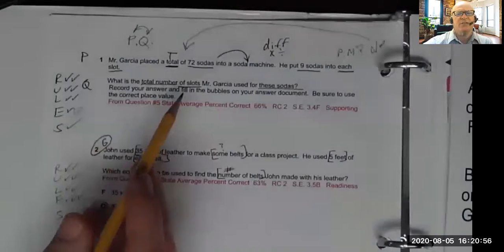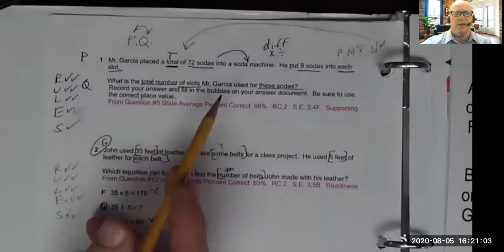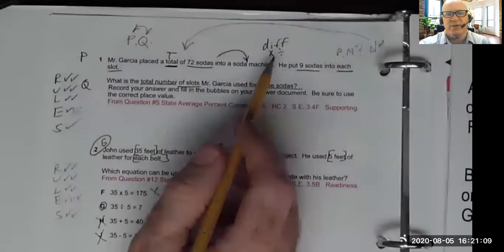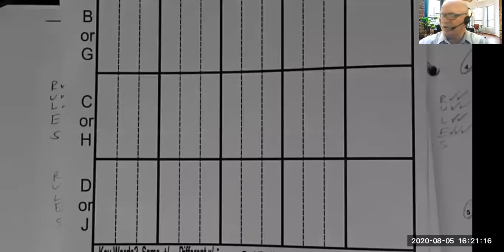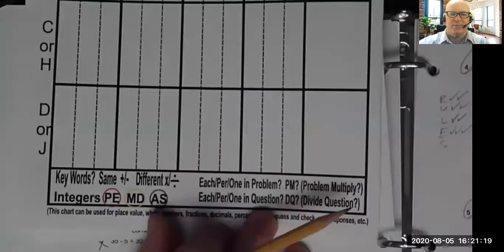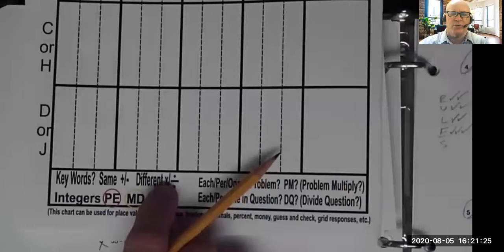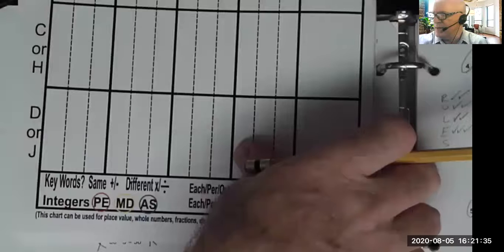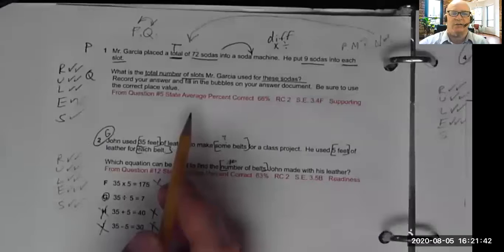What is the total number of slots Mr. Garcia used for these sodas? So I see slots and I see sodas. Since those keywords are different, if you look at my mathematics chart on the lower left-hand portion in the place value section, it says different, multiply or divide. That 90% of the time we're going to be doing some operation that's multiplication or division. So let's take a look and see what this problem has to do with sodas and slots.